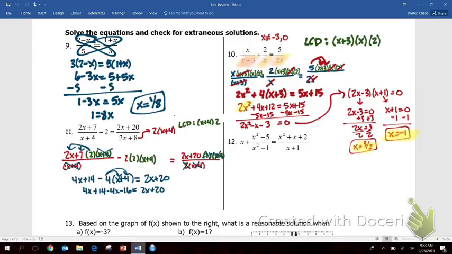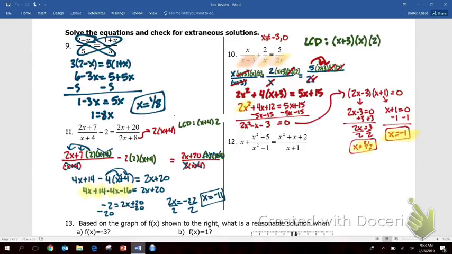So here, 4x and negative 4x actually cancel out, so that's nice. And then 14 minus 16 is negative 2. So it'll be minus 20. And then 2x equals negative 22, divided by 2. So x equals negative 11.